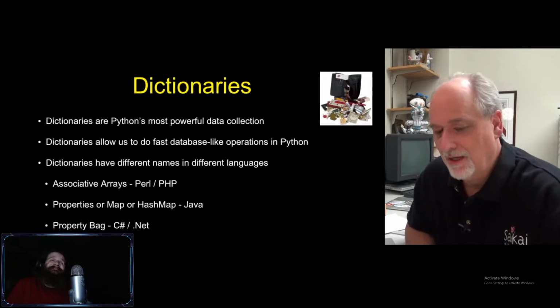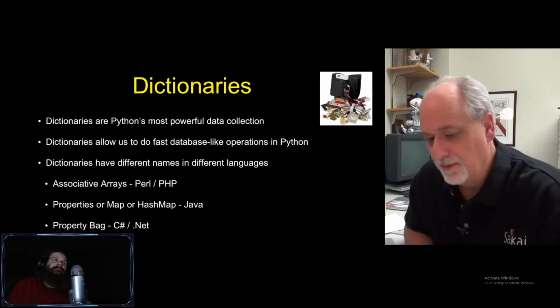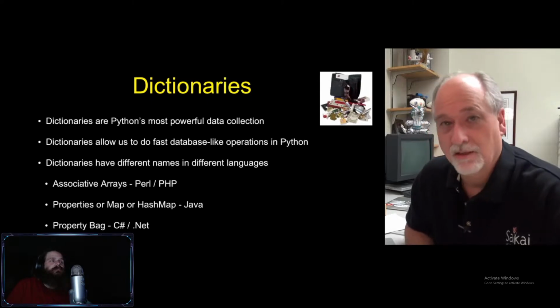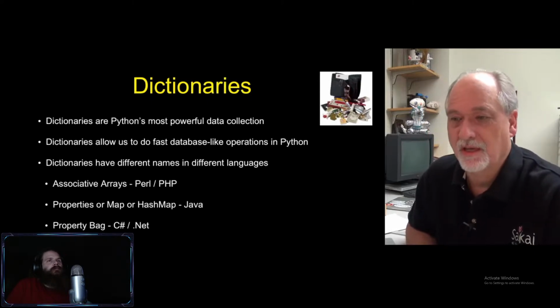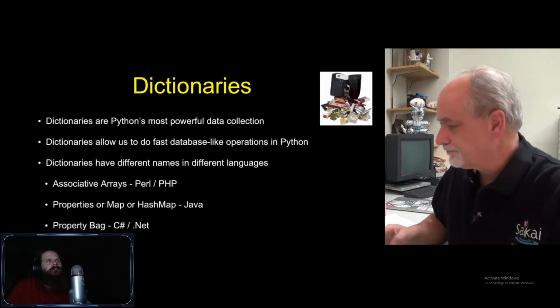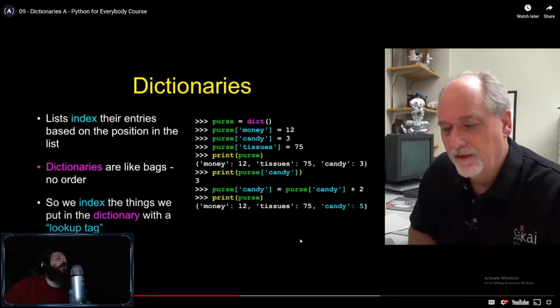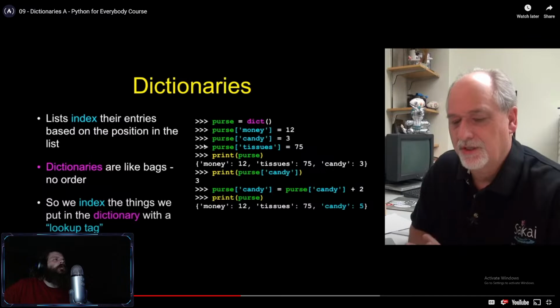They have different names like property maps or hash maps or property bags, depending on the language you're using, but they all are the same thing. They're key value pairs. So the idea of a dictionary. Lists index their entries based on the position in the list. Dictionaries are like bags, no order. So we index the things we put in the dictionary with a lookup tag.